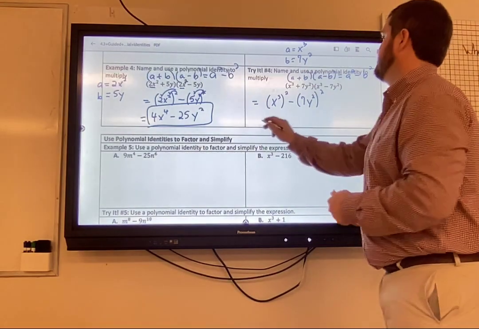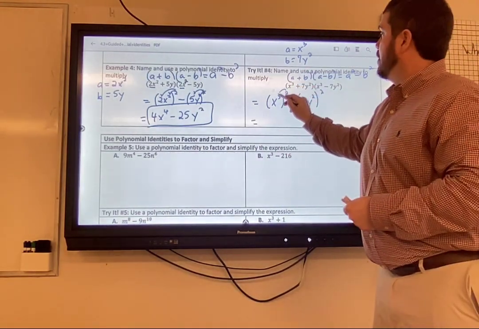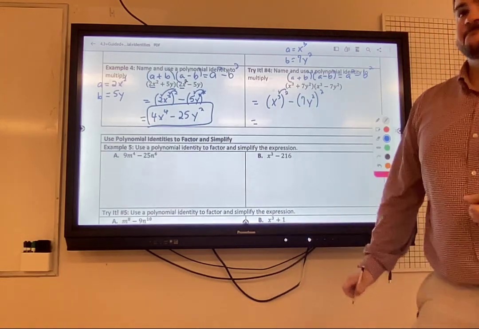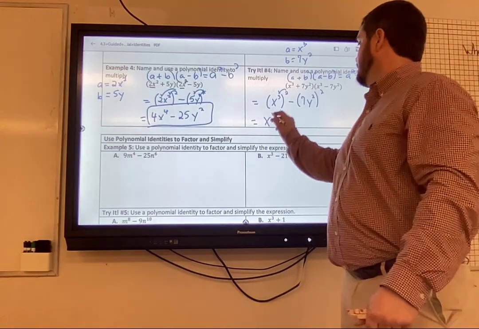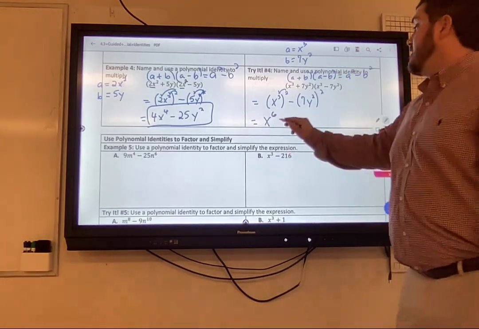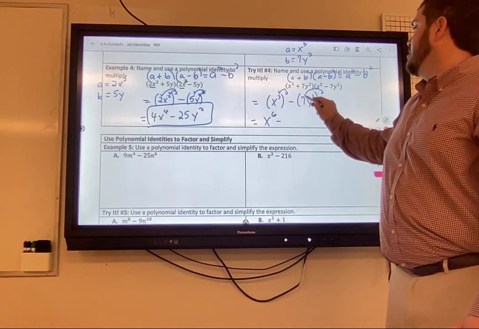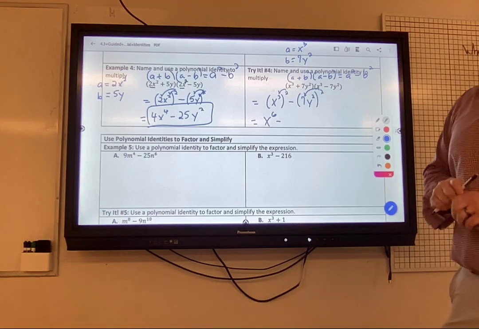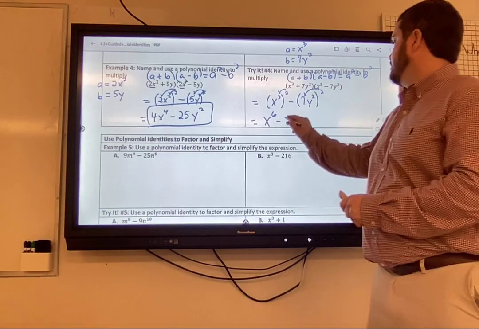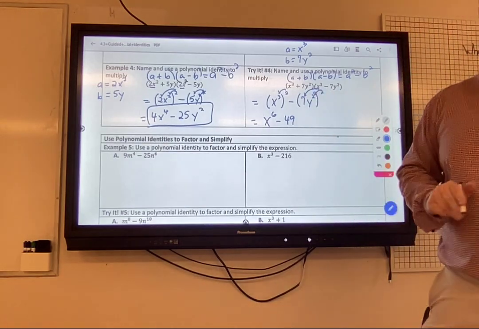Jacob, right here when I got x to the third squared, what are you going to get when you multiply those exponents? Second, x to the sixth. Guys, a common mistake is to not apply that outside exponent to the actual number. Jacob, what's 7 squared? 49. And then how about the 2 times 2 there? Y to the 4th.